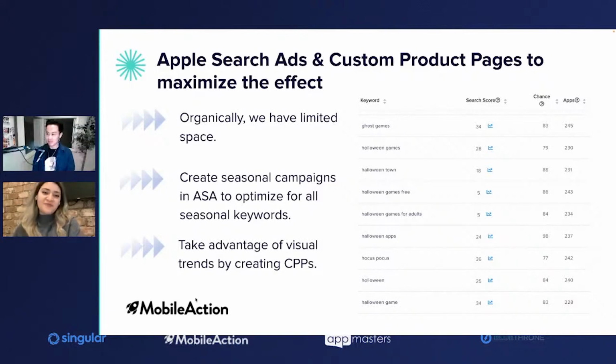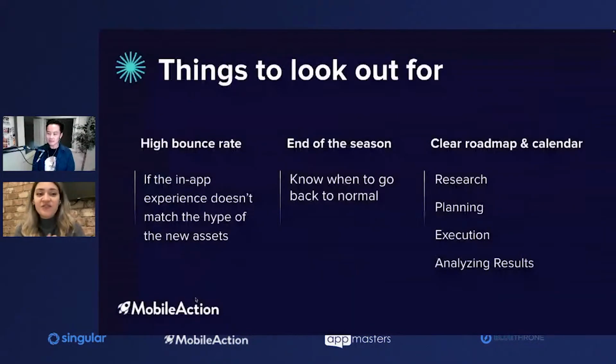All right. Exactly. Actually, that brings us to our next point. There are some things that you need to look out for when you're leveraging seasonality. The very first thing we should mention is the high bounce rate. There will be some users who come to the app from all the hype around that season, if you optimize well, and then they might leave the app. Another issue might be that the in-app experience, as I mentioned, doesn't match the new assets that you have. That is one thing we need to look out for.